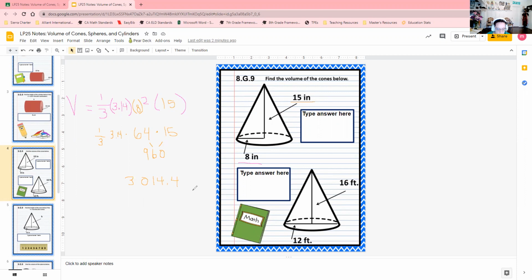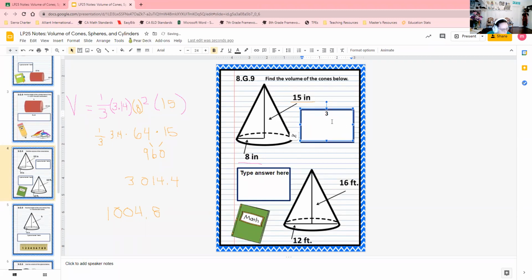So 3014.4 divided by 3 gives us a volume of 1004.8 inches cubed. And remember, format, text, superscript, cubed.